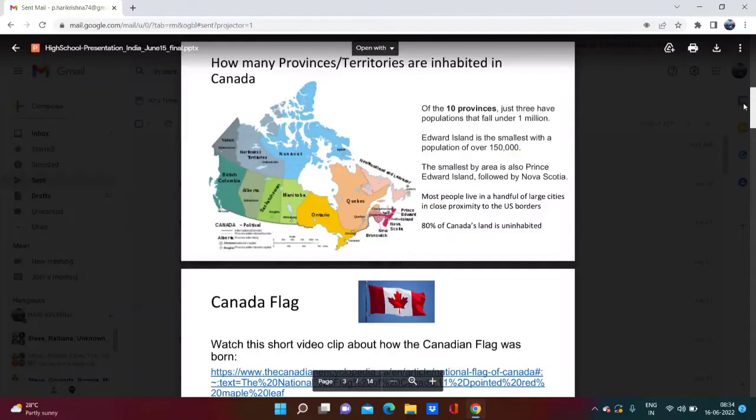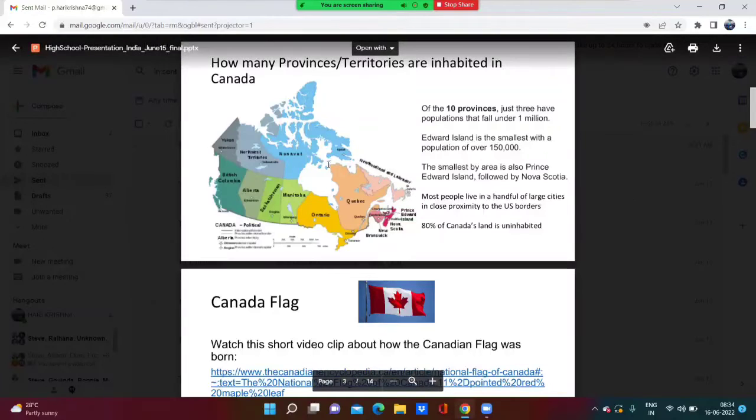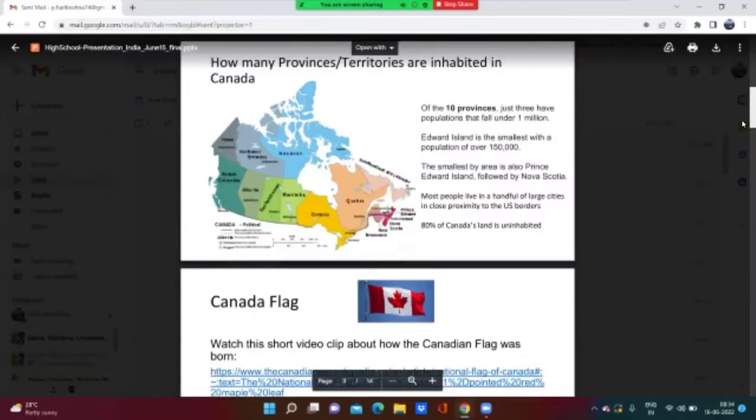Most people live in a handful of large cities in close proximity to the US border. So as you can see here, all the provinces that are so colorfully illustrated here are along the US border, except in the north, where Alaska is a US state and borders Canada in the north. So the next slide, please.